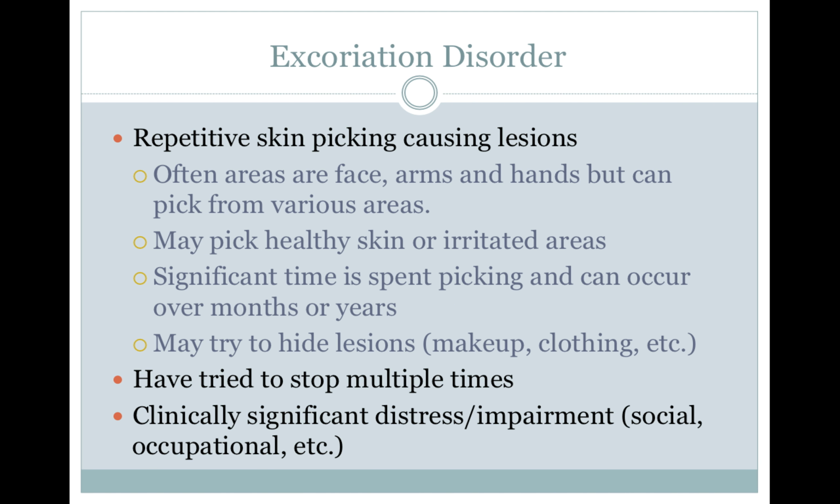Excoriation disorder, also known as skin picking disorder, is repetitive skin picking which causes lesions. Often the areas individuals focus on might be their face, arms, and hands, but they can pick from anywhere. They often might pick healthy skin or even irritated skin, but significant time is spent picking, and this can occur over months or years. They may try to hide these lesions with makeup or clothes.